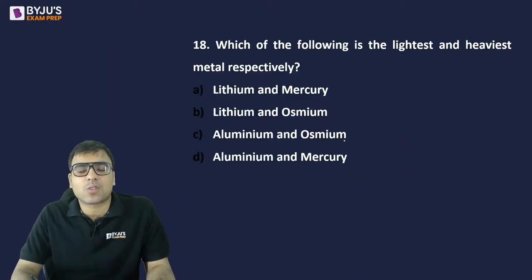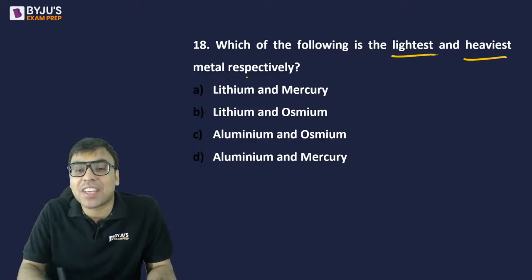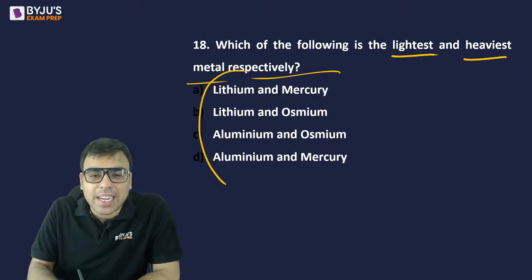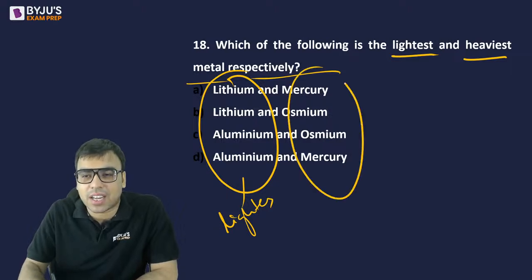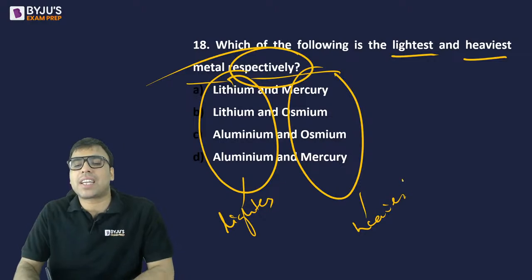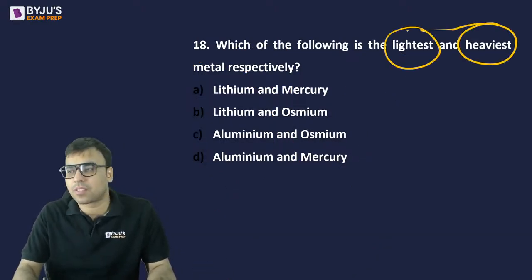The next one is question number 18. Which of the following is the lightest and heaviest metal respectively? ठीक है, so ये वाला lightest का section है, ठीक है, and this one is heaviest वाला, ठीक है. That is why I'm writing respectively. Yes, so please answer it. Lightest and heaviest metal. What is the right answer?